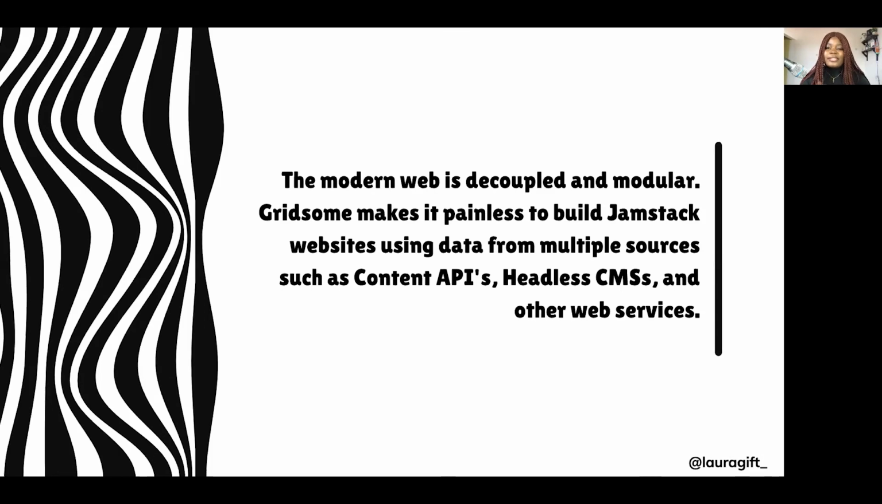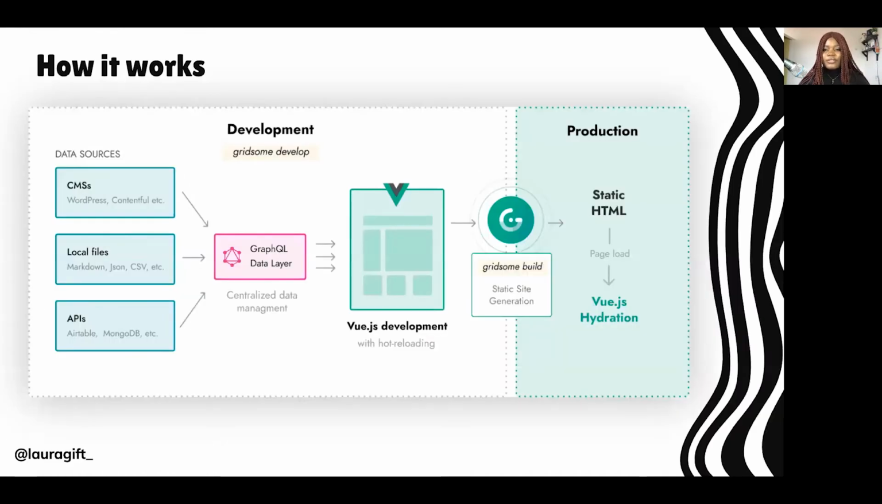The modern web is decoupled and modular. Gridsome makes it painless to build JAMstack websites using data from multiple sources, such as content APIs, headless CMSs, and other web services. Gridsome has a lot to offer, and I hope some of those benefits really made you think again about using Gridsome. How does it work?